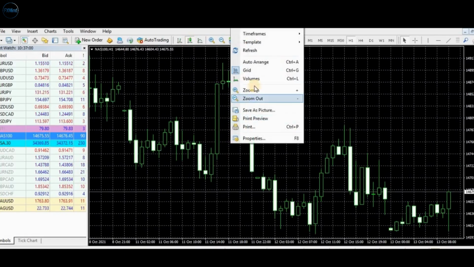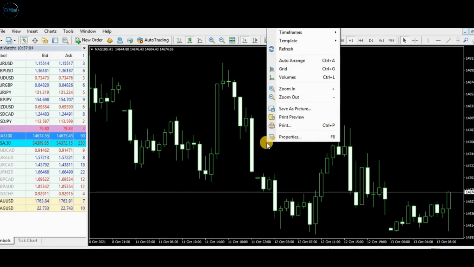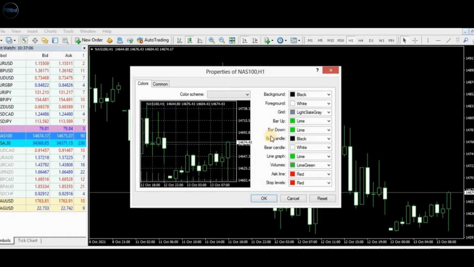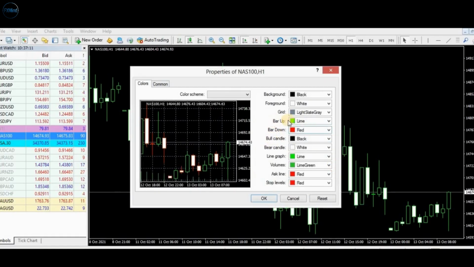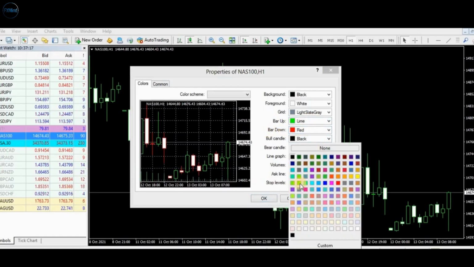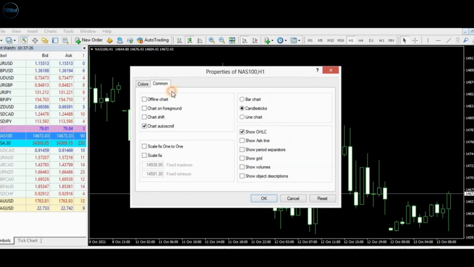We right click, we click on grid to take out the grid, and now what we have to do is change the color of the candlesticks. We want green and red candlesticks. Bar up is lime, bar down is red, bull candle is green, which is lime, bear candle has to be red. And then we add the period separators to separate the days.